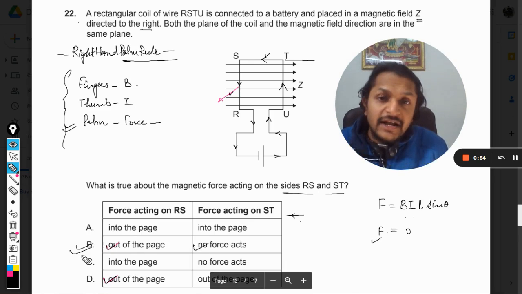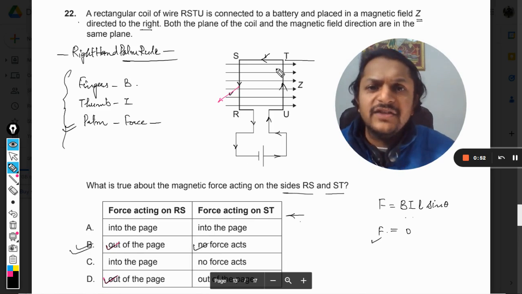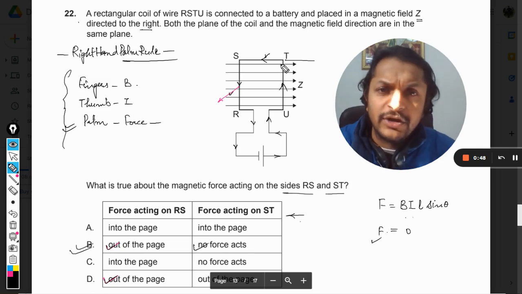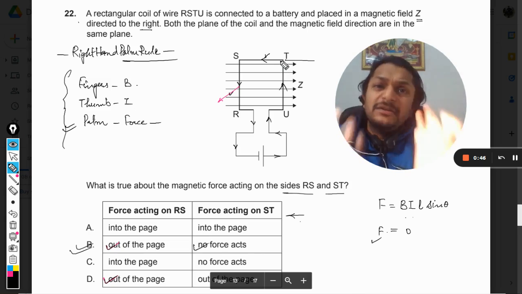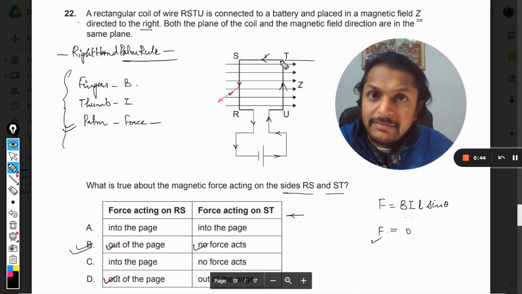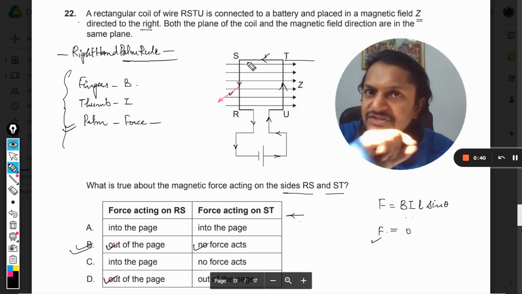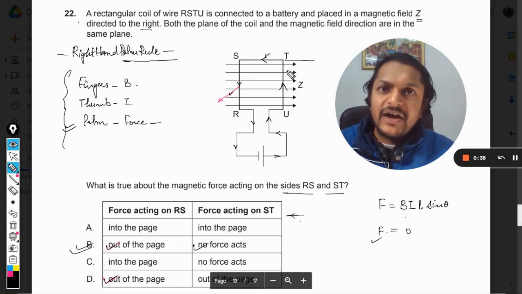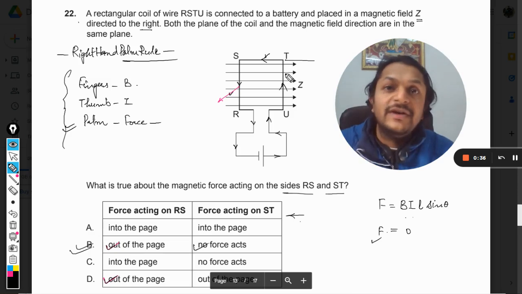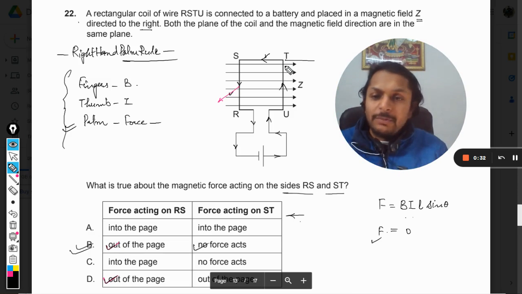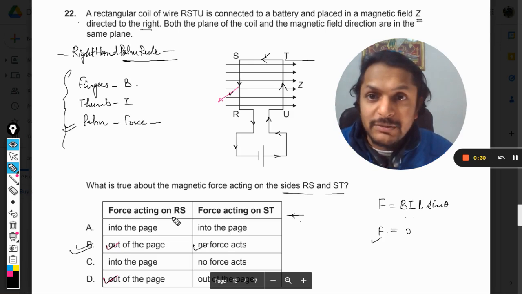Do you get it? There are some students who say that the force on TS would be 0 because there is no magnetic field on it. Anyways, whether there is a magnetic field or whether there is not a magnetic field, if the wire is having the same direction as that of magnetic field, whether the magnetic field exists or whether it does not exist, anyways, the force is going to be 0. So my dear students, the answer is going to be B.